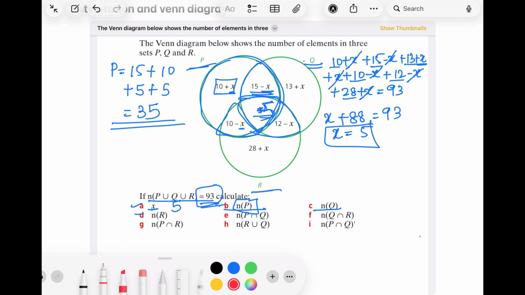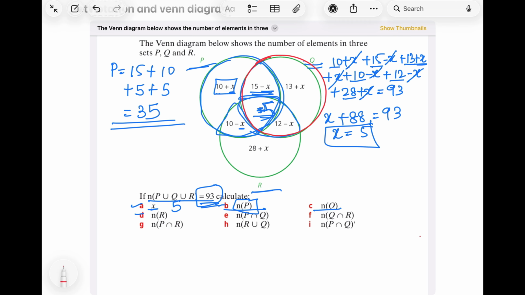So for Q again, we will take up this part, right? Here it's 15 minus 5. That becomes 10 plus 13 plus 5, that becomes 18 plus this 5 itself, plus 12 minus 5 is 7. So what is the total here? The total comes up to 40, right? So number of Q is 40.